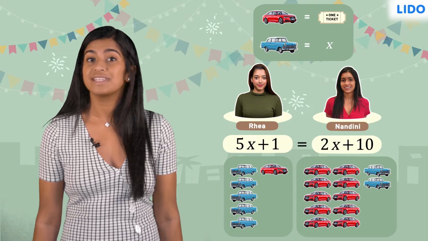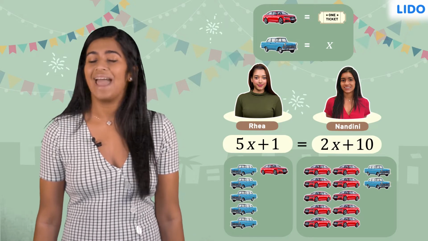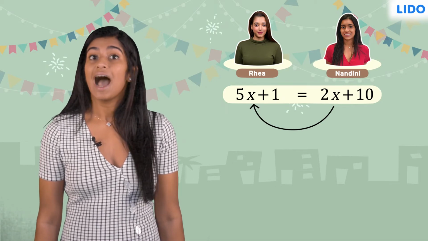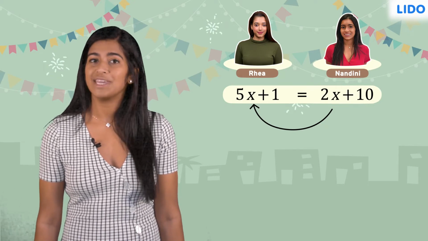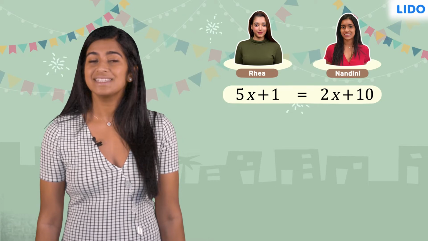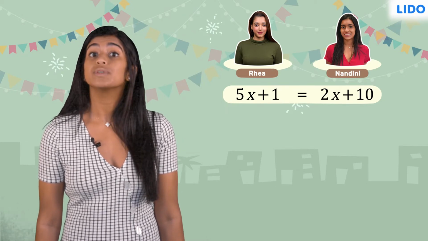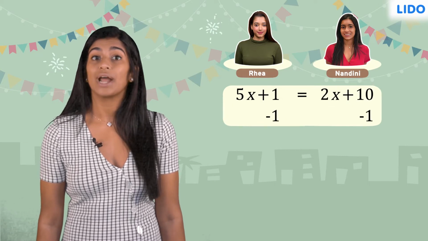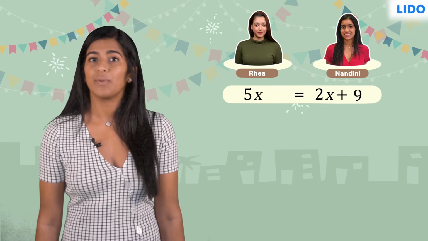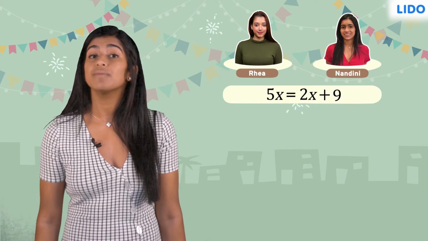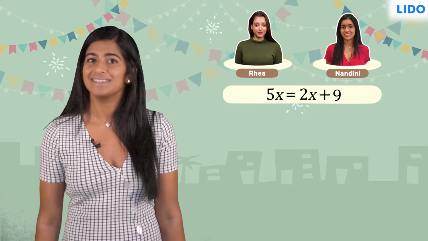Now I have to solve this equation and get my x. So, I'm going to isolate the x's, that is, I'll bring them on one side of the equal sign. First, I need to get rid of the 1 on the left-hand side. So I will use inverse operation and subtract 1 from both sides of the equation. Why both sides of the equation? Because the equation must always remain balanced.